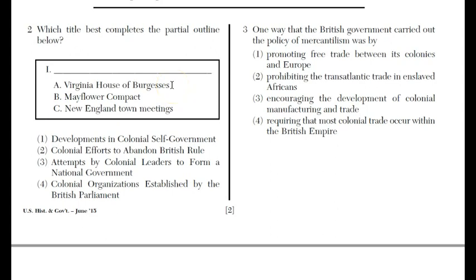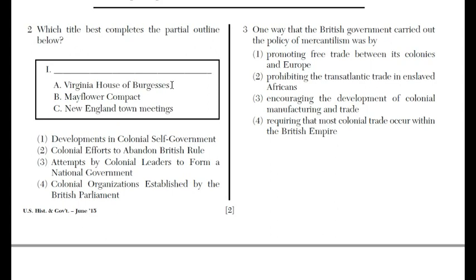The Virginia House of Burgesses. Okay, what do we remember about the Virginia House of Burgesses? If you don't remember anything, you should be taking notes. Virginia House of Burgesses, as the name implies, was in the colony of Virginia. It was an elected legislature, elected by the landowners and plantation owners of Virginia, and basically governed the colony.